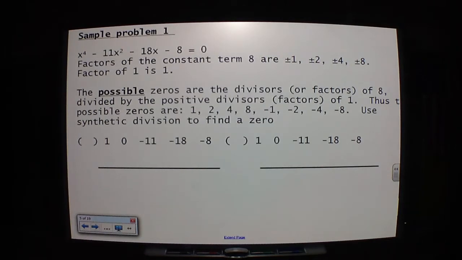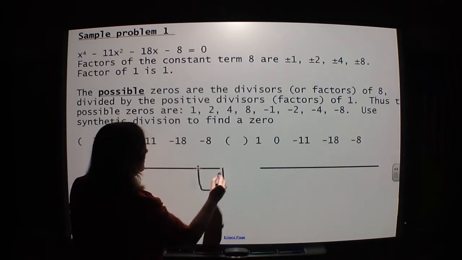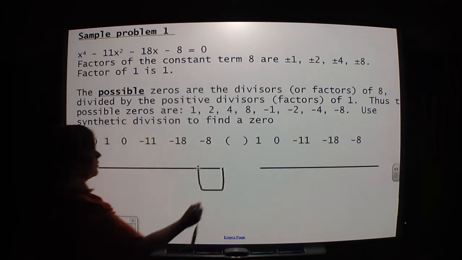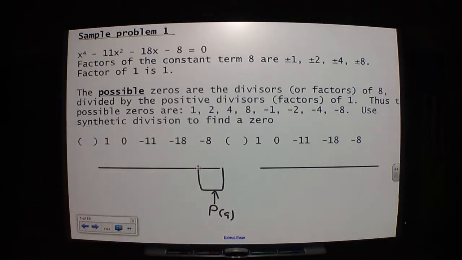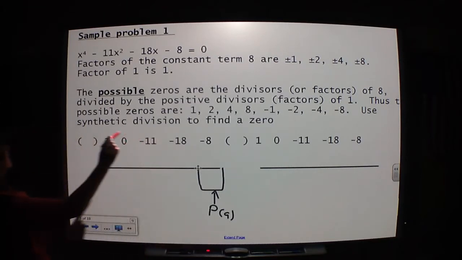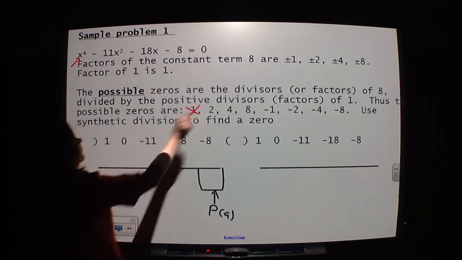So now I can use synthetic division. Remember, if it's a factor, this number right here will be a 0. Also remember that that is also p of a. So I could plug in my number and come up with that last number there. So let's plug in 1. Instead of doing synthetic division, if I plug in 1 for x, you can easily see that it's not equal to 0. So I'm not even going to do synthetic division there. So I'm getting rid of that one.